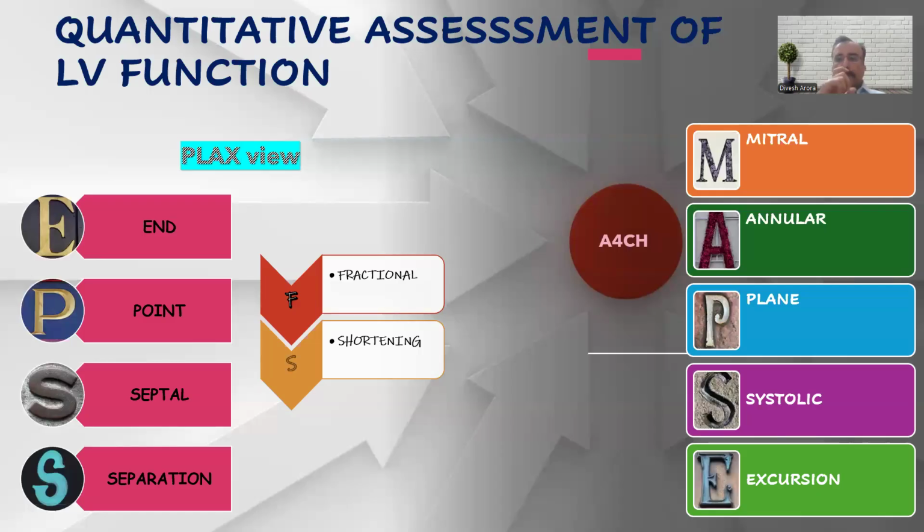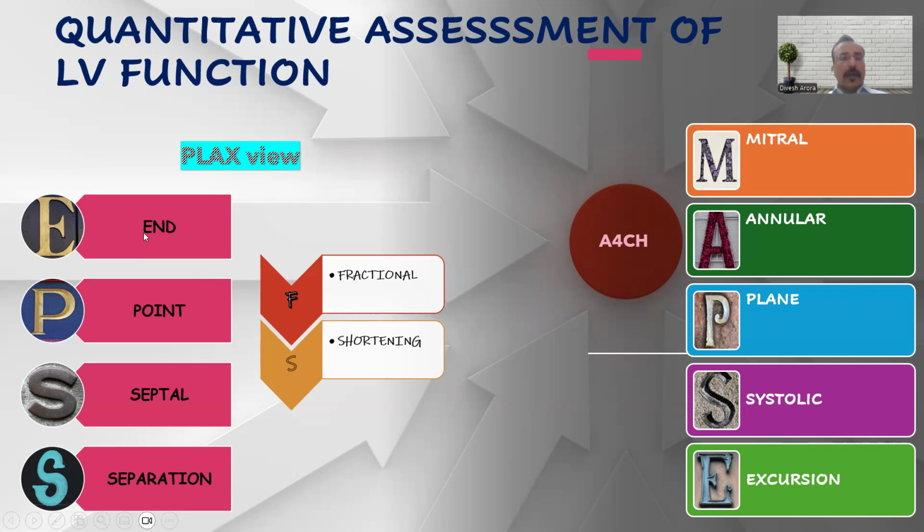Up till now, my dear friends, we have studied the qualitative assessment with the help of eyeball function. Now, can we assess the left ventricle in a quantitative form? The answer is a big yes. In order to do a quantitative assessment, again, two important views would be parasternal long axis and apical four chamber. In parasternal long axis view, we can perform two important calculations. One is known as EPSS and another is known as fractional shortening.